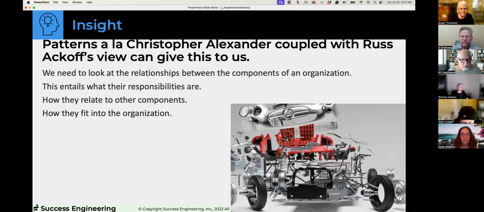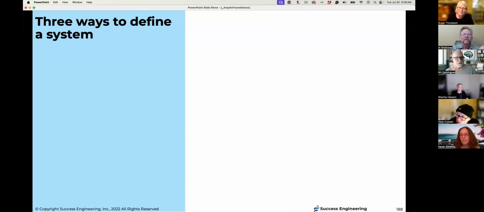And we use the model of a car. How do the wheels get on the axles? How does the steering wheel work? How do all those pieces work? If you have the pieces and get the best pieces, but they don't work together, you have a pile of junk. So systems are defined by the relationships. Now, there are three ways I've seen to define systems.